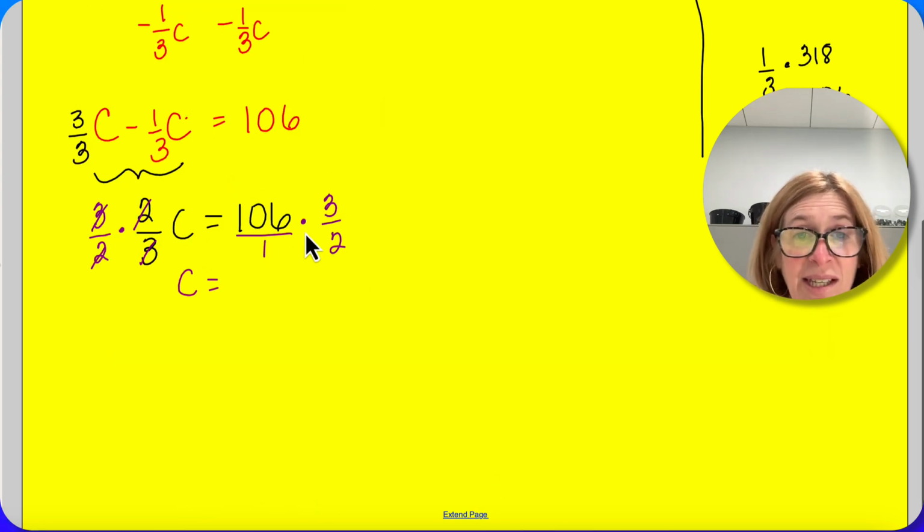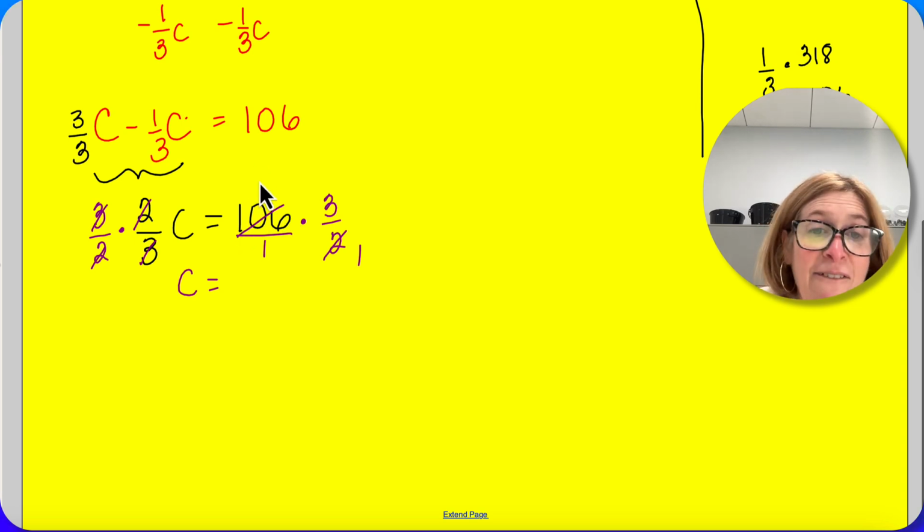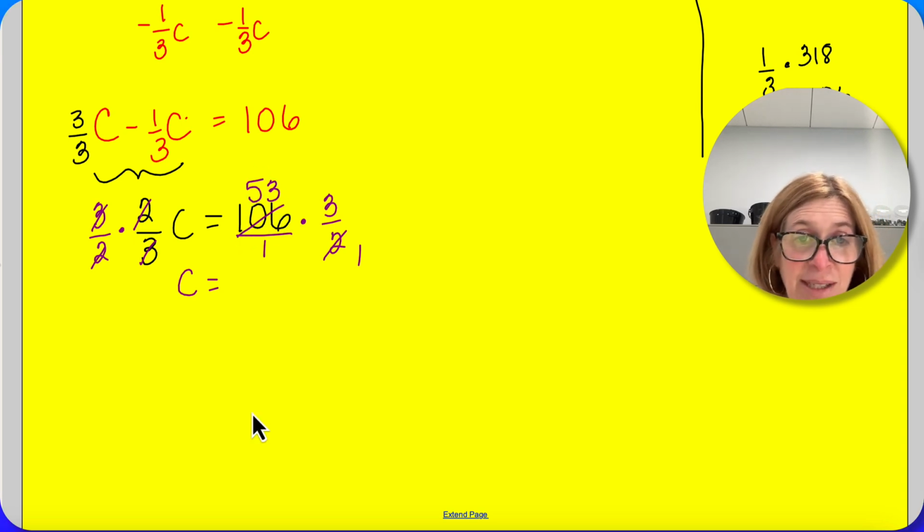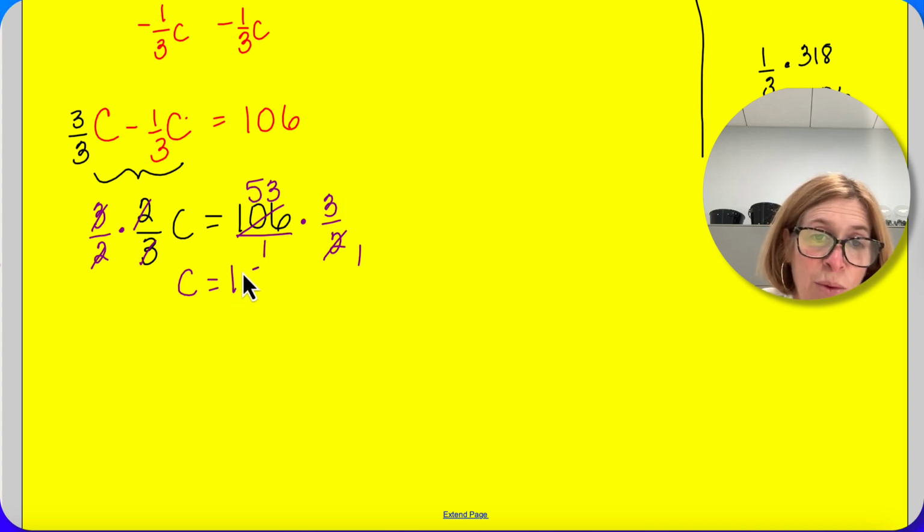So we've got 106 times 3 over 2. I see that 2 does go into 106. 2 goes into itself once. It goes into 106 53 times. So then I have 53 times 3, which gives me 159.